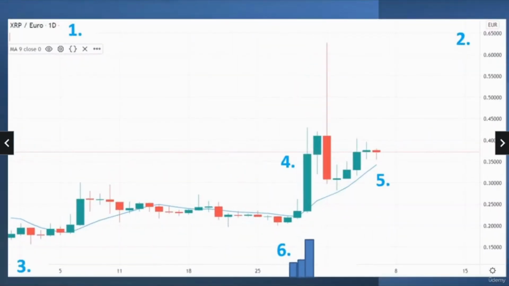As you can see, I've got some different numbers on the chart, and that's going to help guide us as we talk about each of these different sections and what they mean. If we start with number 1 in the upper left corner, that's the trading pair. With cryptocurrency, they trade in pairs. You're trading like Bitcoin for US dollars or Ethereum for another coin, something like that.